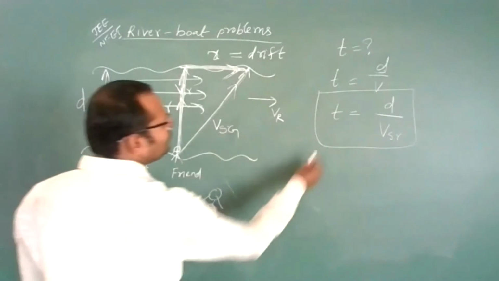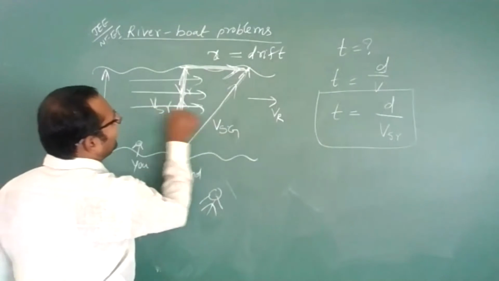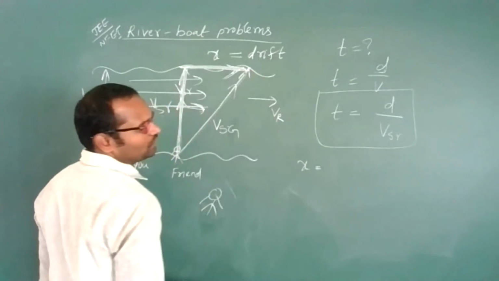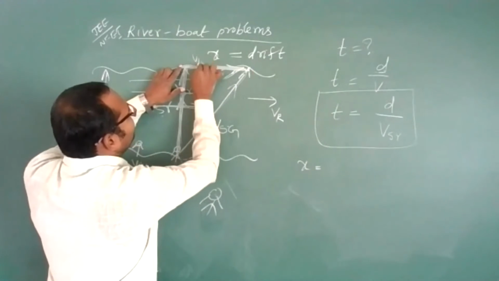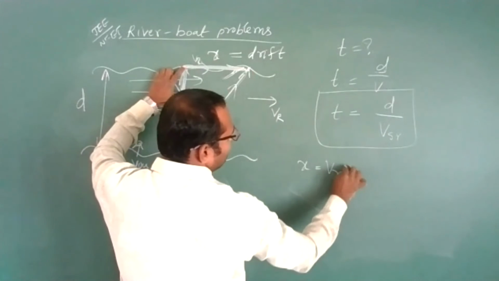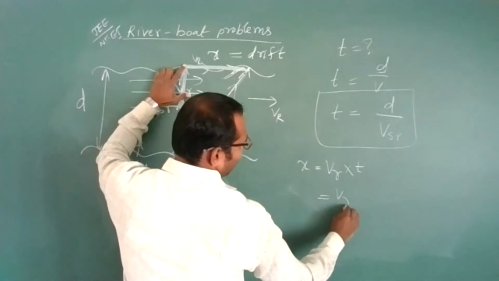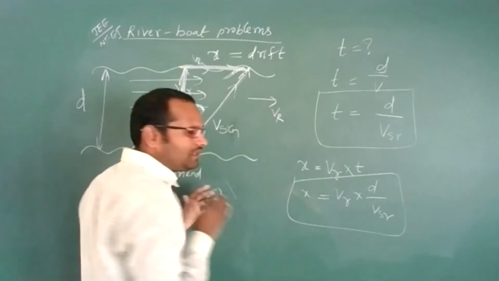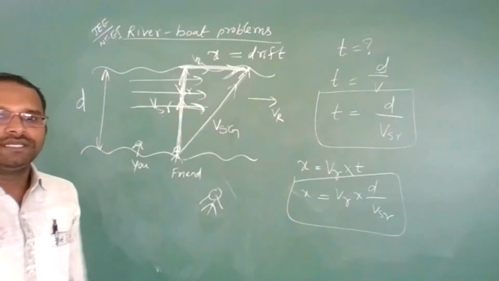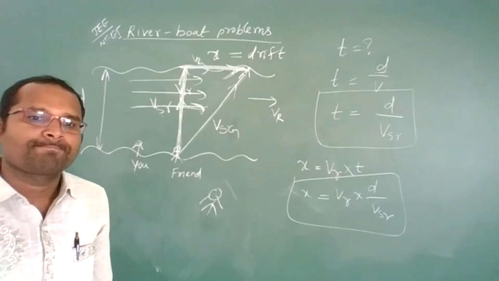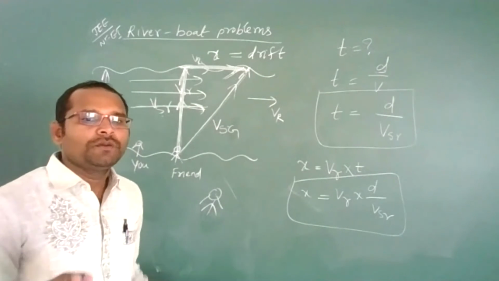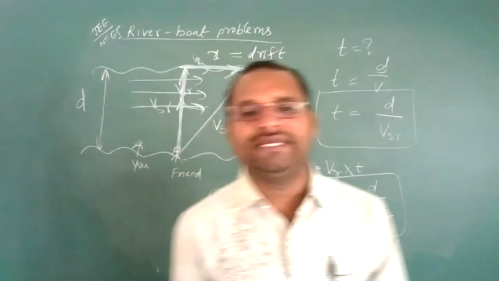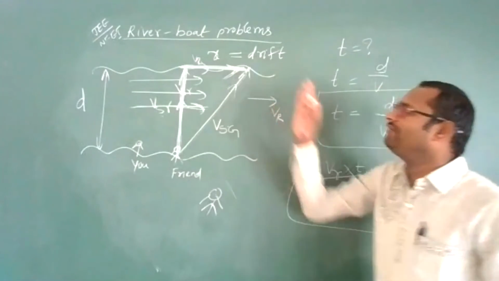Then, due to the velocity of river, he will move in this direction. How much distance will he move? The distance he moves due to the velocity of river is velocity of river into the time it will take. So velocity of river into d by v_sr. This is the drift he will get due to the river flow. Understood? Clear? These are points we have to understand clearly: how he is moving, what time he will take to cross the river, and how much he will travel horizontally due to the river flow.